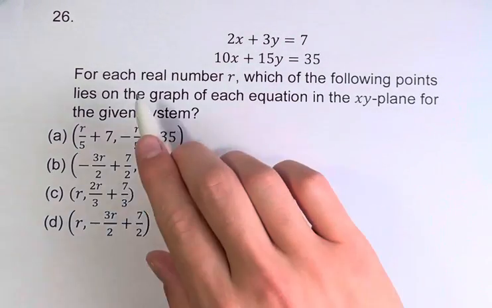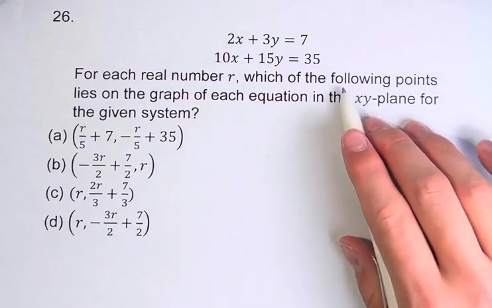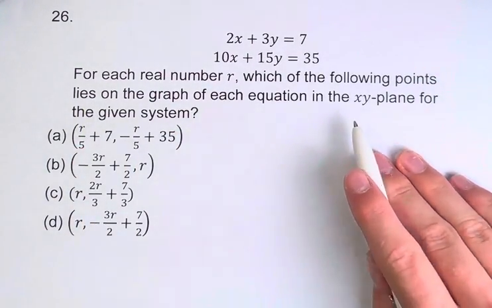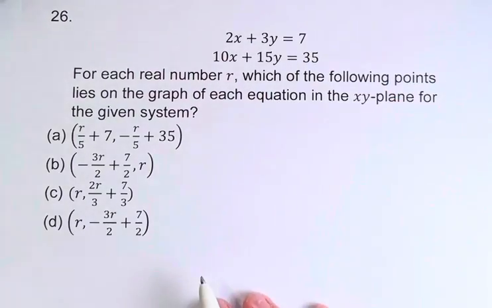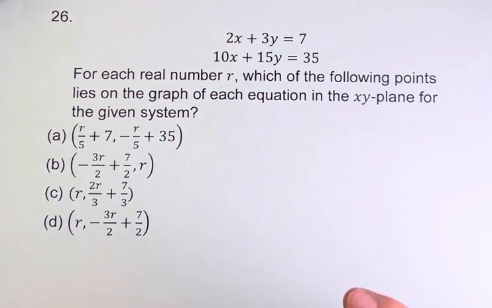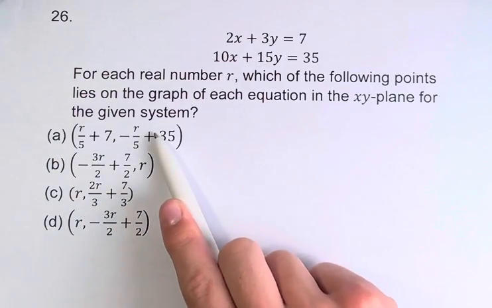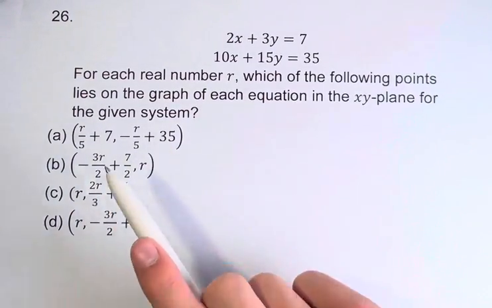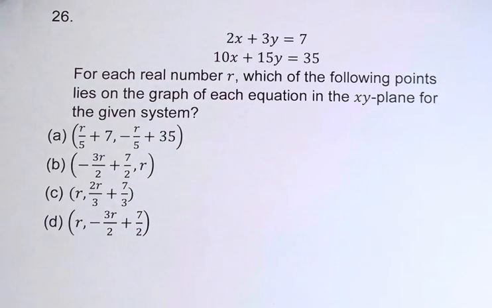In this problem, we're told that for each real number r, which of the following points out of these options lies on the graph of each equation in the xy plane of these two equations for the given system. So the first step here is to understand how we're going to go about solving this problem. What we're going to do is plug in these values, for example, this value for x and this value for y, and see if they satisfy the equations.